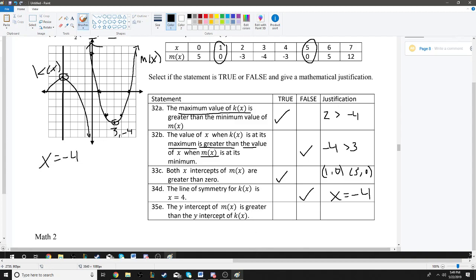Okay, and the y-intercept of m of x. So the y-intercept is the y value when x is 0. So of m of x, that is going to be this value up there, 1, 2, 3, 4, 5, is greater than, I don't know what the number is going to be, but it's somewhere over there, so I know it's going to be true.